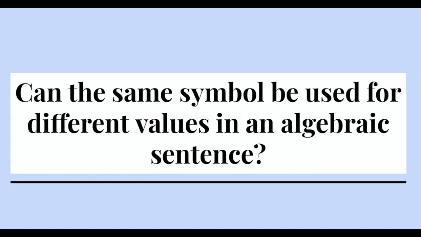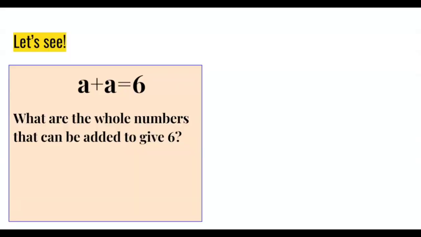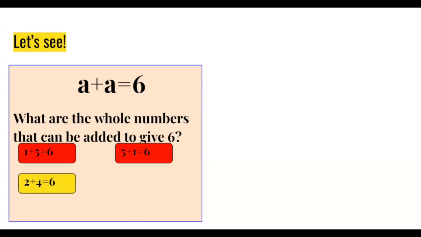But what about using the same symbol or letter to represent different values in an algebraic sentence? Is this possible? Let's see. a plus a equals 6. So we want to see if the same a can be used to represent different values. So we're going to ask ourselves, what are the whole numbers that can be added to give us 6? We can have when the first a equals 1 and the second a equals 5, 1 plus 5 equals 6, or the first a equals 5, the second a equals 1, 5 plus 1 equals 6. We can have 2 plus 4 equals 6, or 4 plus 2 equals 6. We can even have 3 plus 3 equals 6.